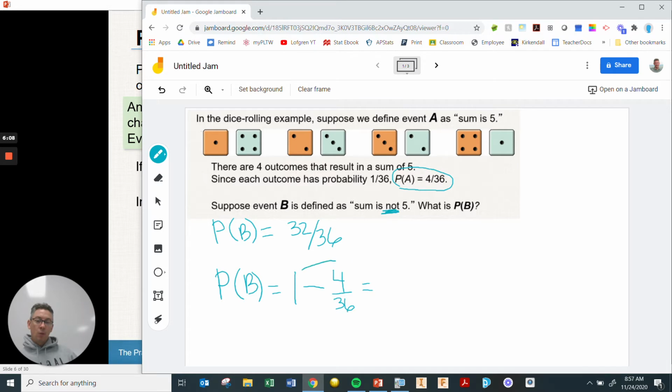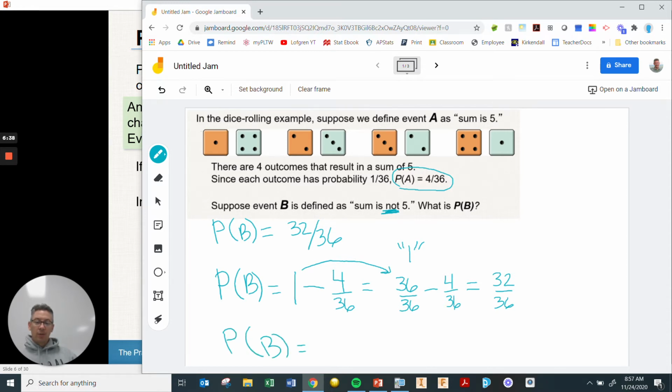Now, if you're wondering where that 1 is coming from, that 1 is basically saying there's 36 total outcomes. I'm going to take away the 4 that lead to what I'm not interested in. They lead me to going to jail. They lead me to getting a 5. So I can calculate the probability. Sometimes it's easier to say, what's the probability of what I don't want, and take that away from the number 1. Okay? Now that's a rule in probability. That's called the complement rule.